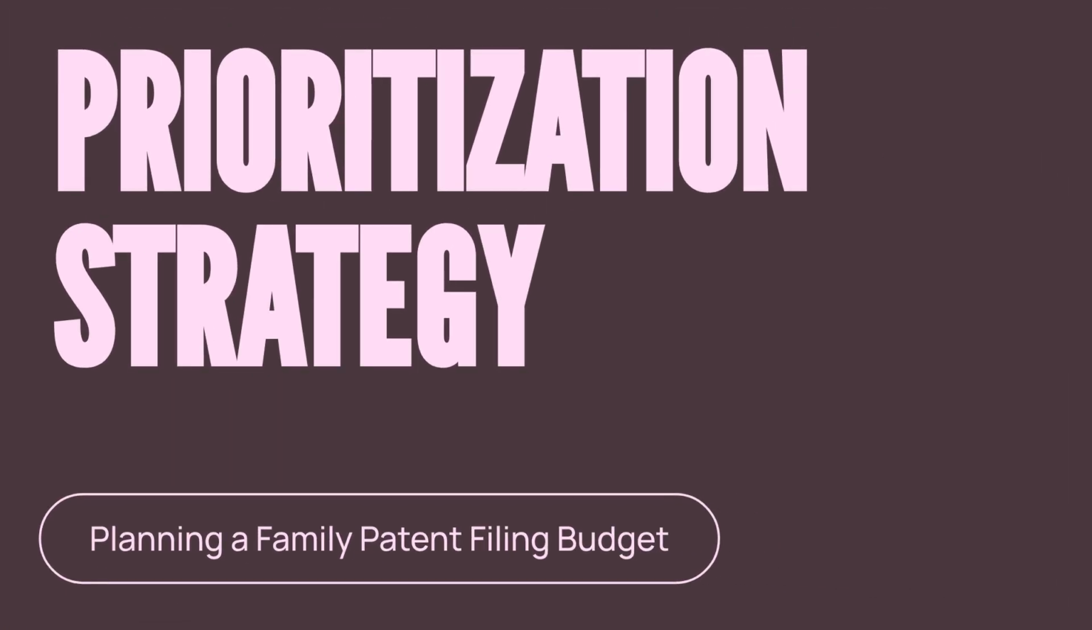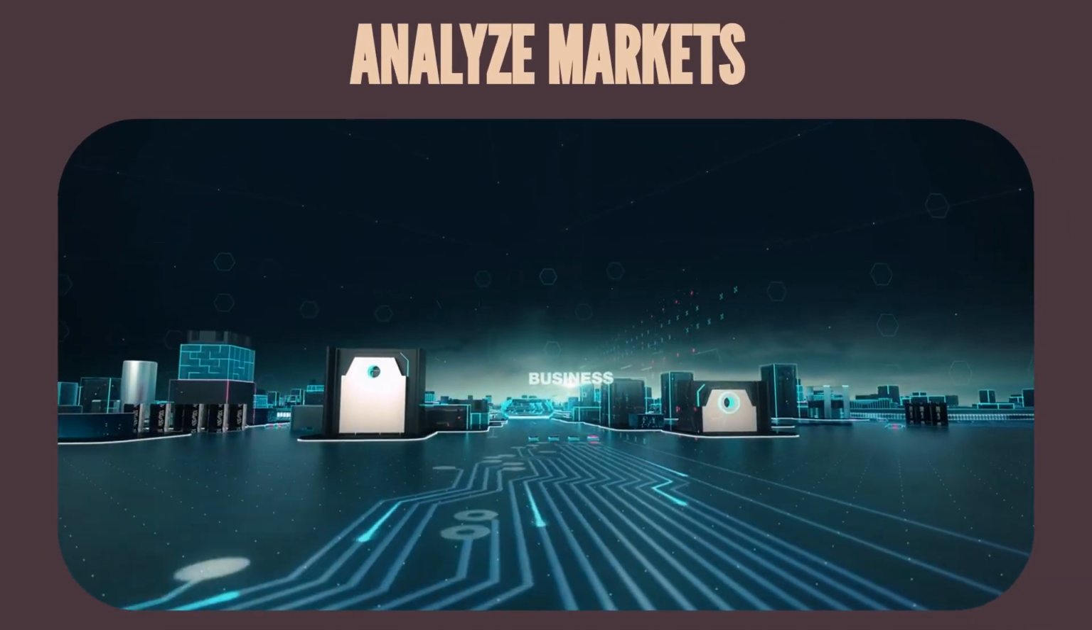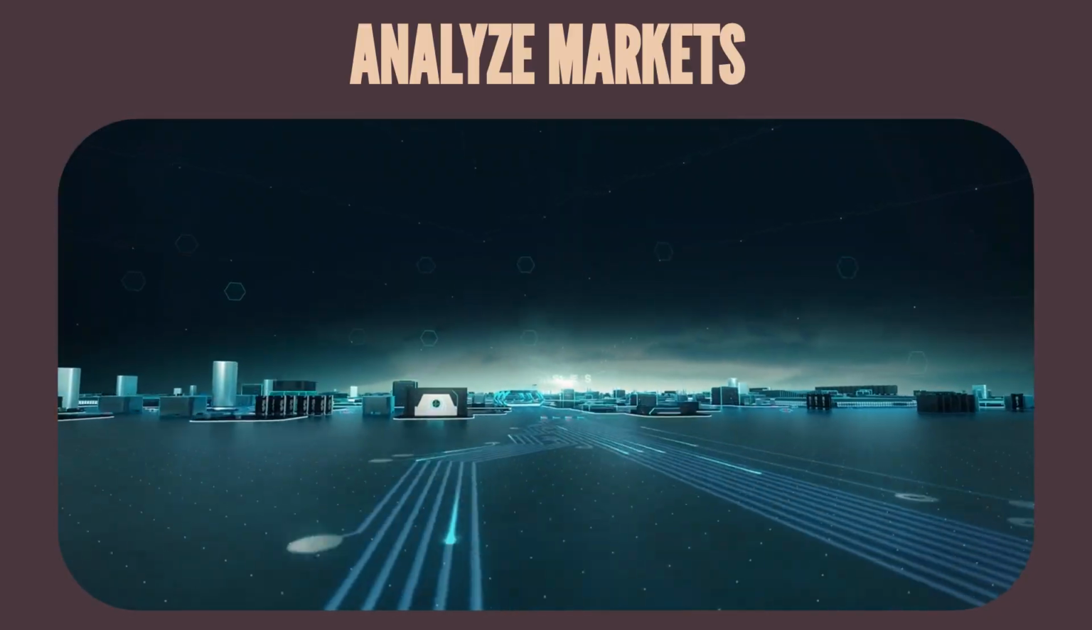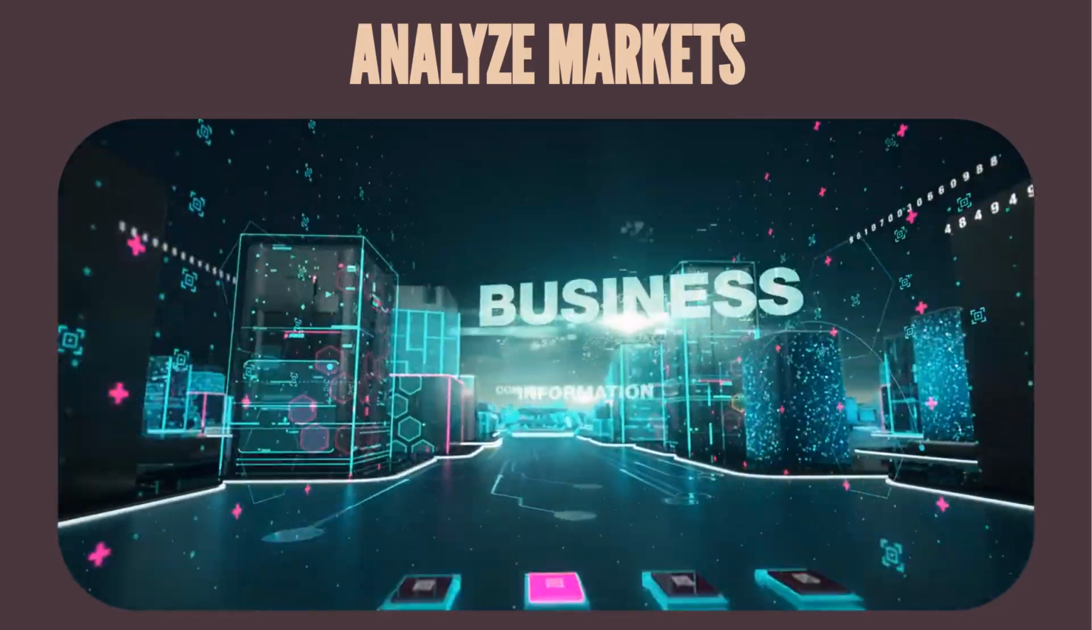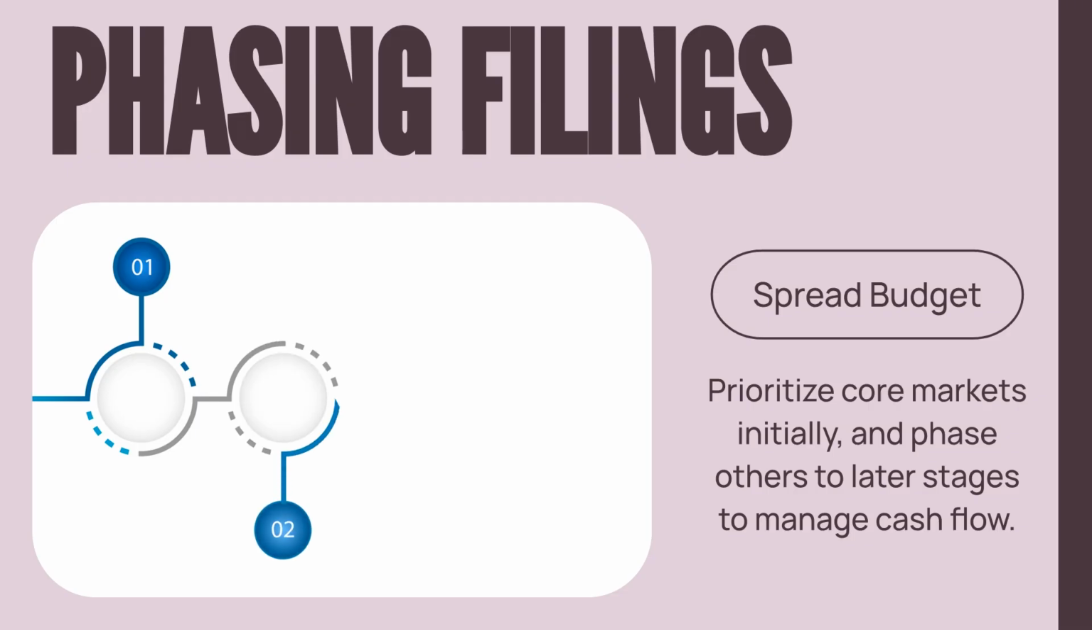This brings us to a crucial element of budgeting, the geographic prioritization strategy. You must analyze and identify the key markets where your invention will be commercialized or where competitors are active. This drives your filing priority. A smart strategy is phasing your filings. Prioritize core markets now and plan secondary or tertiary markets for later to help spread the financial burden.